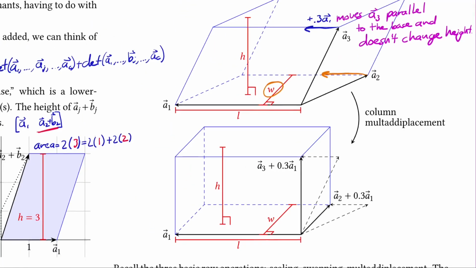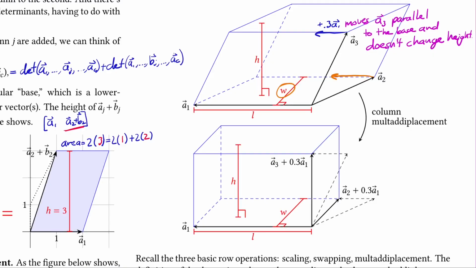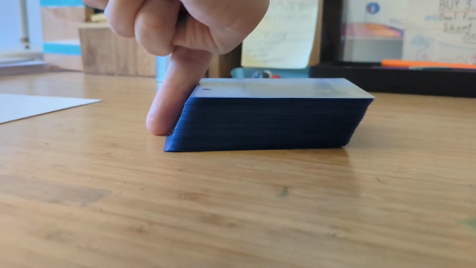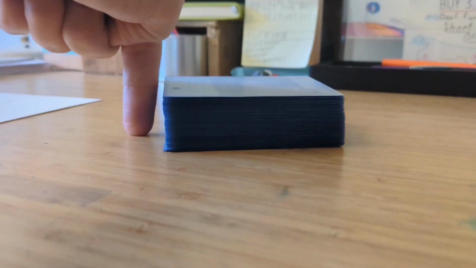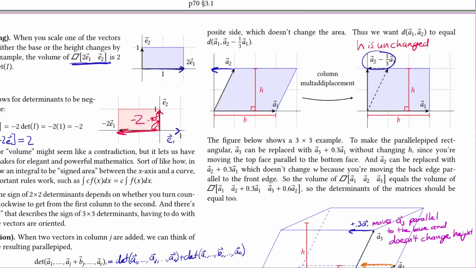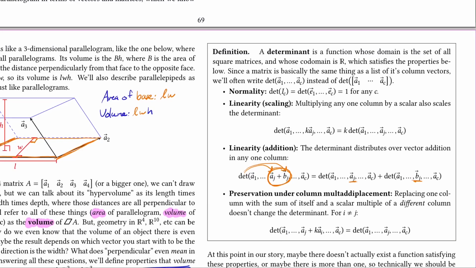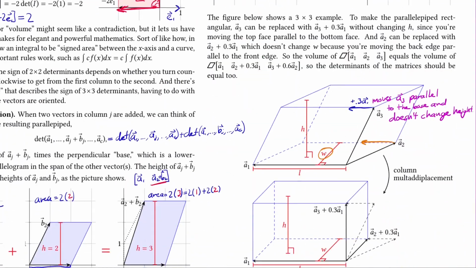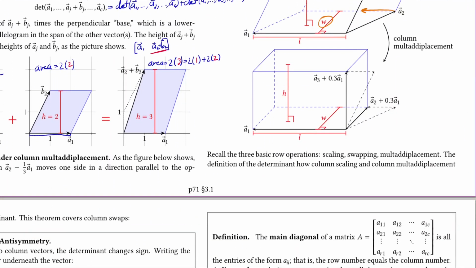So this is like a more complicated version of taking a deck of cards and leaning it over to one side to change it from a parallelogram to a rectangle. So yeah, it turns out all of these properties give you a good way to define volume in R2 and R3 and R27 or whatever you want.